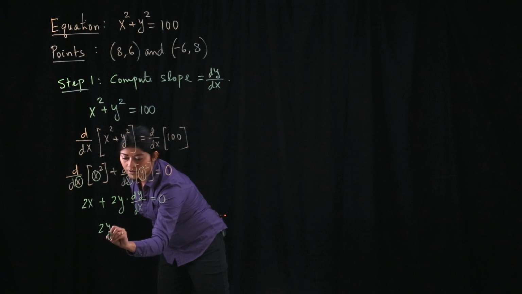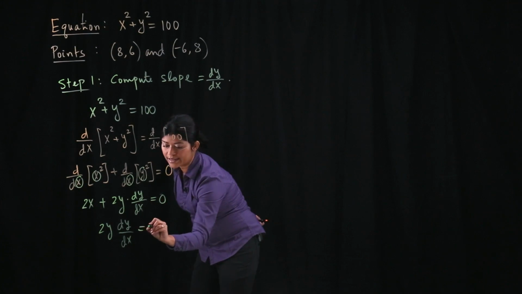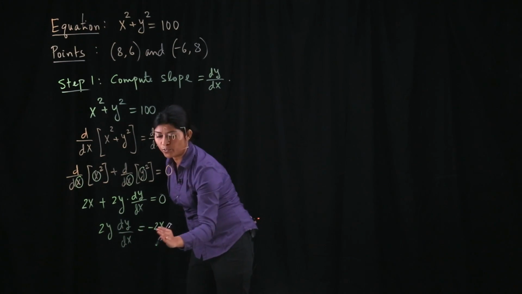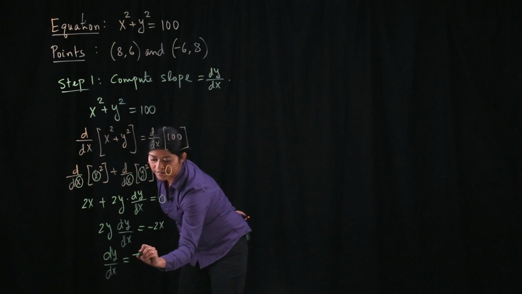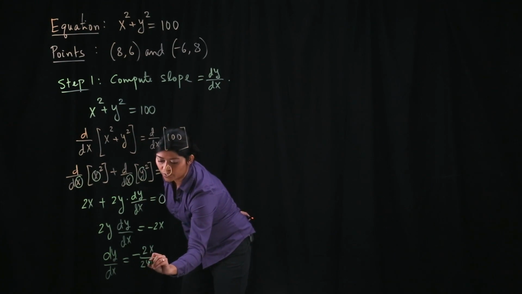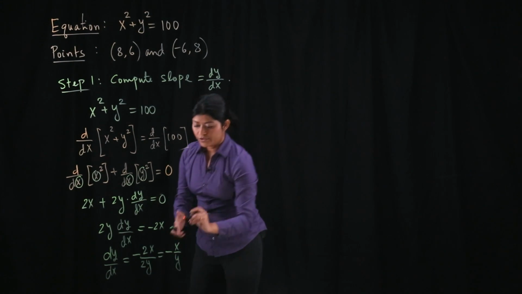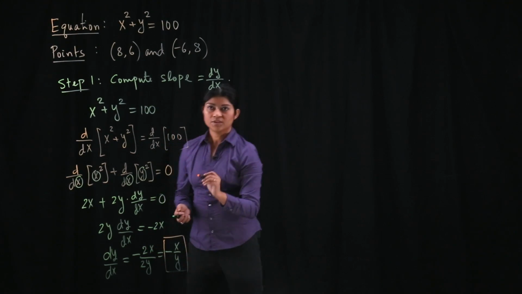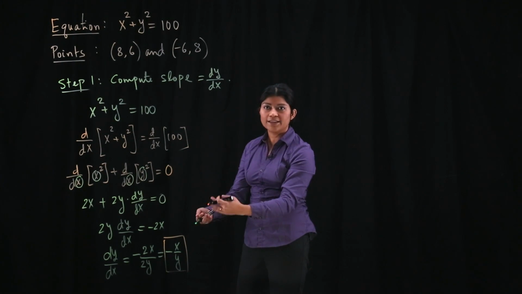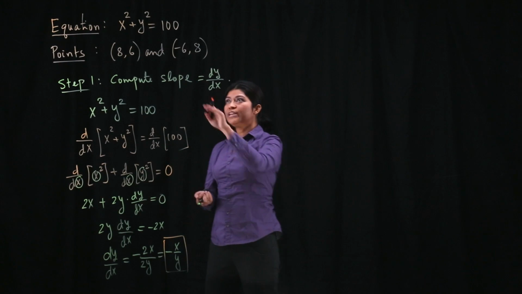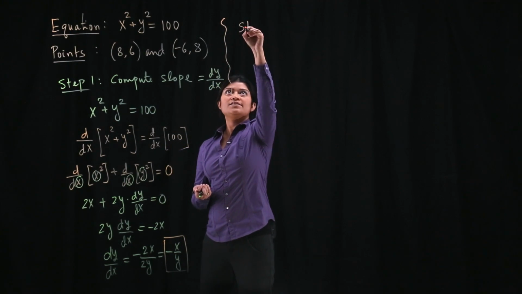So let's solve. You keep the term that has dy/dx on the left-hand side and take the other term to the right as negative 2x, and then divide by 2y on both sides. So dy/dx is equal to negative 2x divided by 2y. Cancel the 2. This is negative x over y. So this gives the derivative of this equation, and this is also the slope of the tangent line to the graph of this equation. But we have to figure out particular slopes at these points. So let's try that. That's step 2.